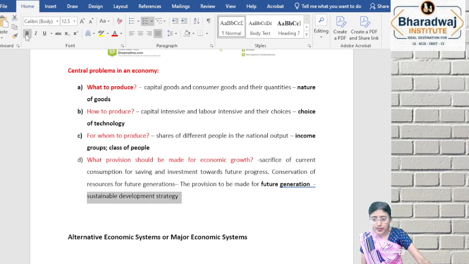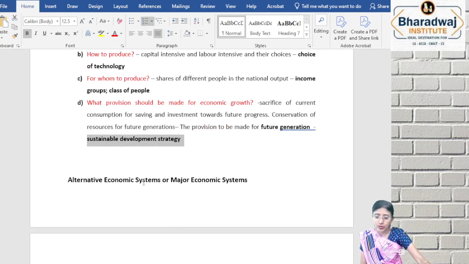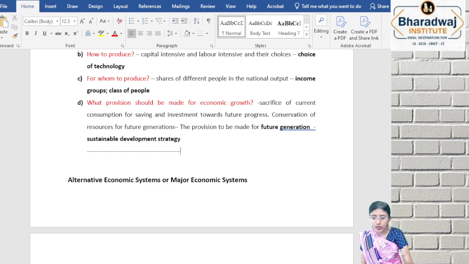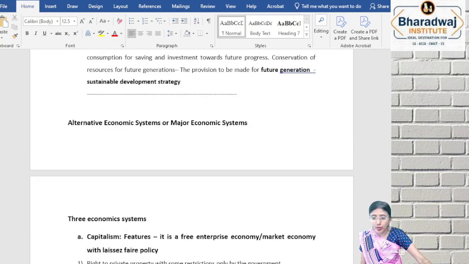So the question and answer is to be highlighted. Okay, the first one. And remember, each one is a separate topic. They are not related. That's why I'm drawing a line also. It's not at all related. Now go to the second one, alternative economic systems.